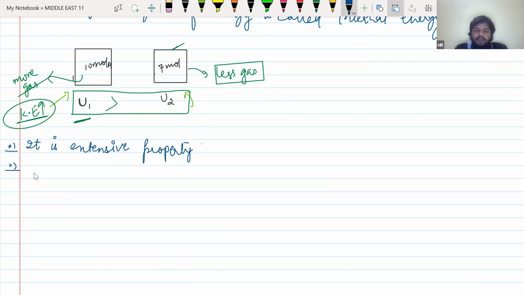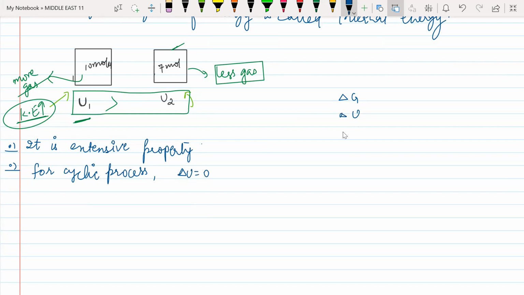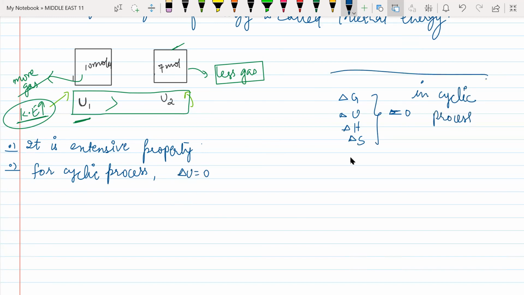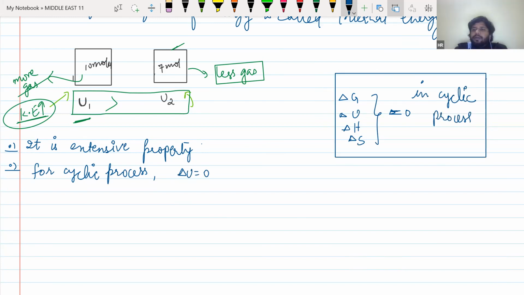And we already know that in a cyclic process, internal energy is a state function. I wrote that in the previous lectures. For a cyclic process, delta U equals 0. I wrote in the previous lecture that for a cyclic process delta G, delta U, delta H, delta S are all equal to 0. Do you remember? Yes, sir. So please revise every day.